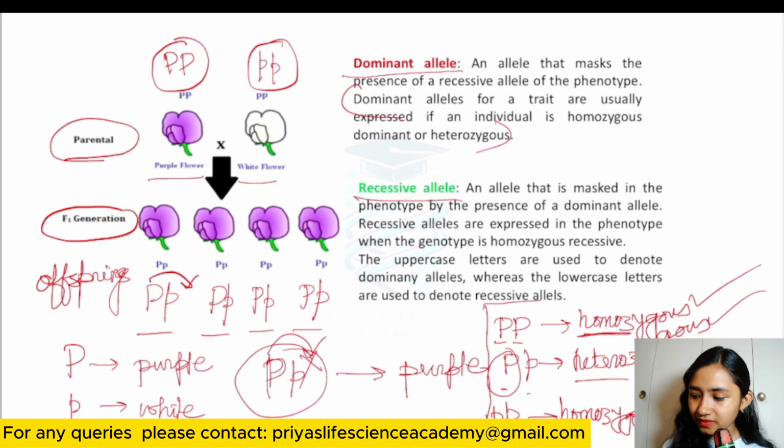Okay, homo means same. You can see here small p, and white flower is only seen when there is a small p genotype. So whenever there is a homozygous genotype condition, there will only be expression of the phenotype, that is then the flower will be white. So white flower will only be expressed when the genotype is small p small p, that is homozygous.